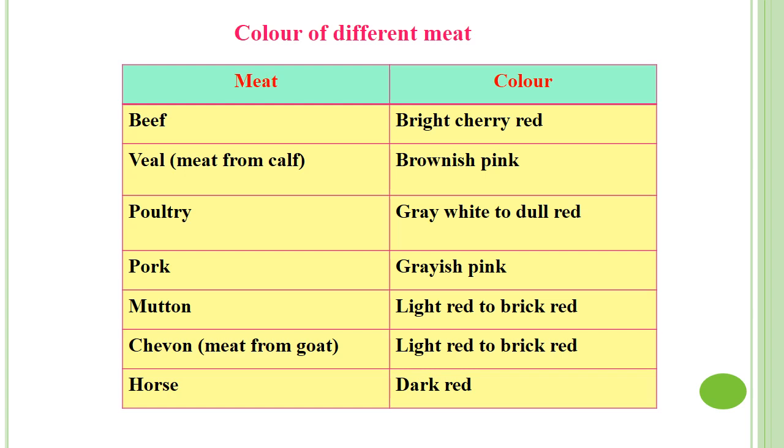In case of veal, that is from the young calf, it is brownish pink. Poultry, grey white to dull red. Pork, it is greyish pink. Mutton, it is light red to brick red. Mutton means it is from the sheep, as you know. And chevon is from goat, that is light red to brick red. And in case of horse, though it is not common in India, it is sometimes used in European countries, that is dark red. So these are the normal color of different type of meat.